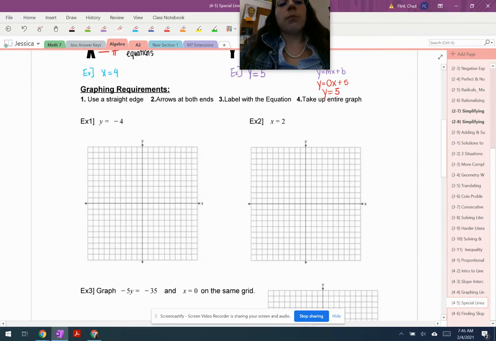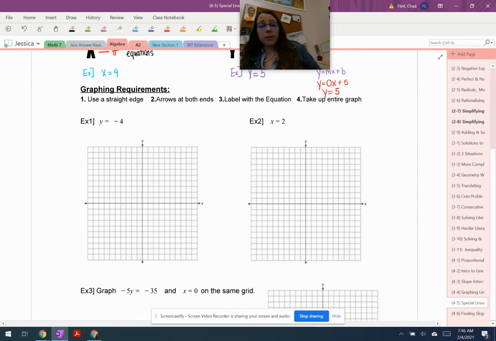Here we are looking at example 1 for lesson 4-4. So I'm graphing the equation y equals -4. I'm immediately realizing that that doesn't look like y equals mx plus b, so that's got to be one of these special lines that we were talking about.